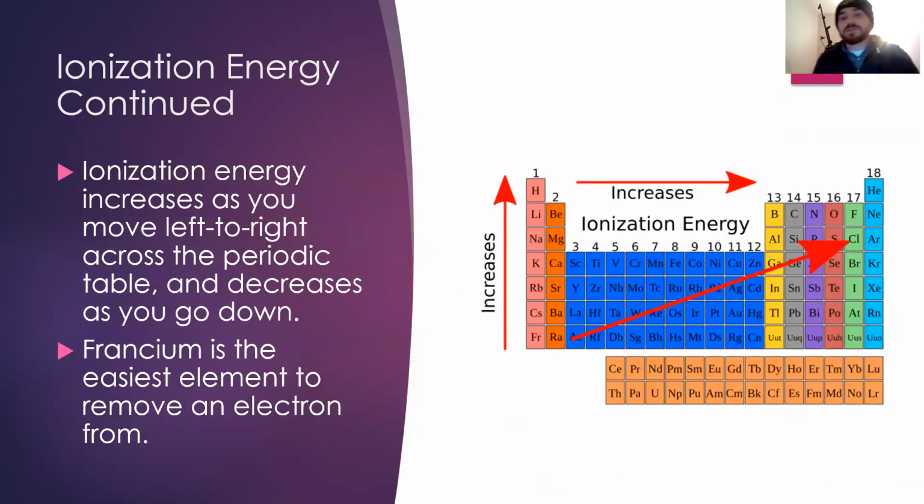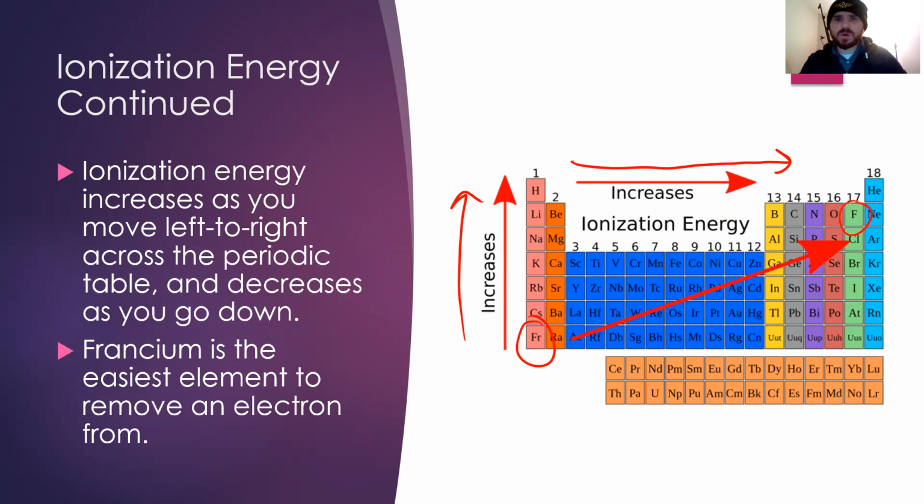So here's kind of the general trend in ionization energy. It increases as we go up, because again, ionization energy is the amount of energy it takes to remove. So the harder it is to remove, the more ionization energy it takes. So it's harder to remove an electron as we go up, and it's harder to remove an electron as we go to the right. So the element that's easiest to get an electron off of is francium. The element that's hardest is probably fluorine again.